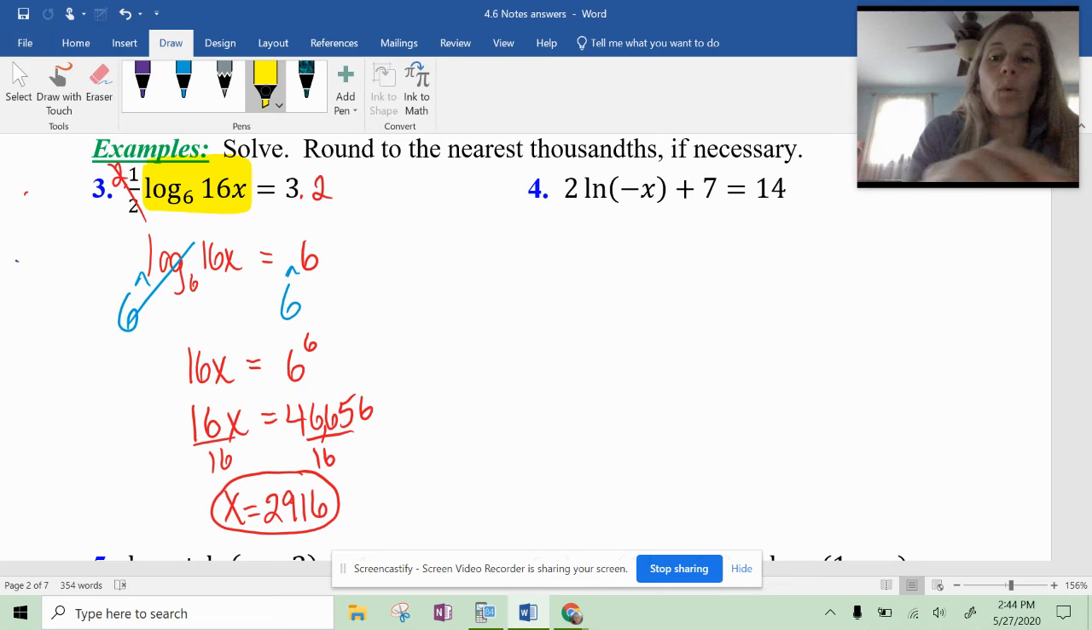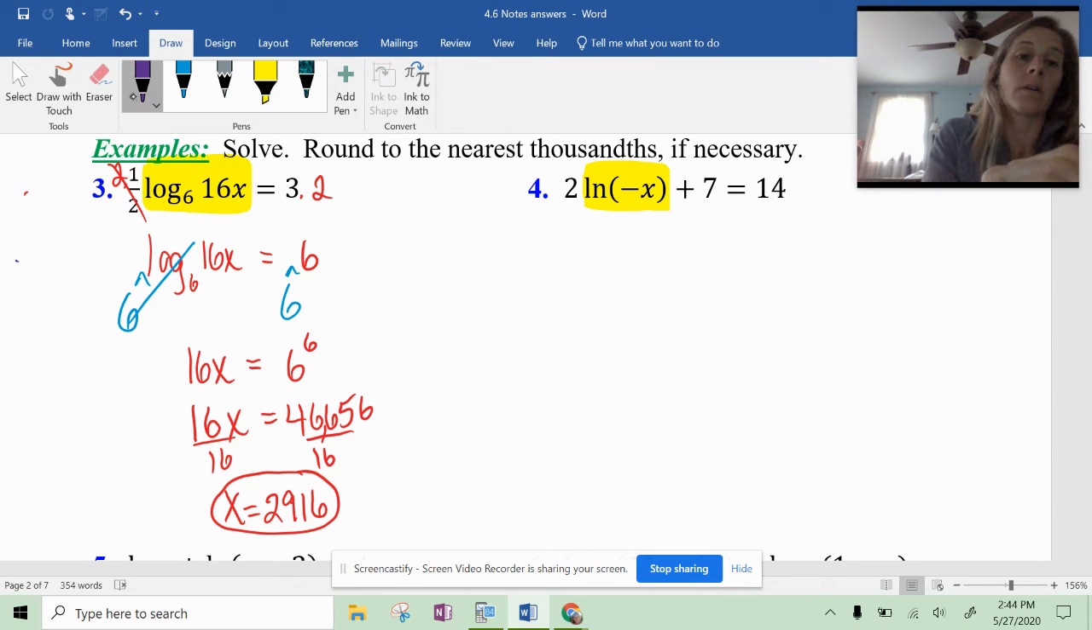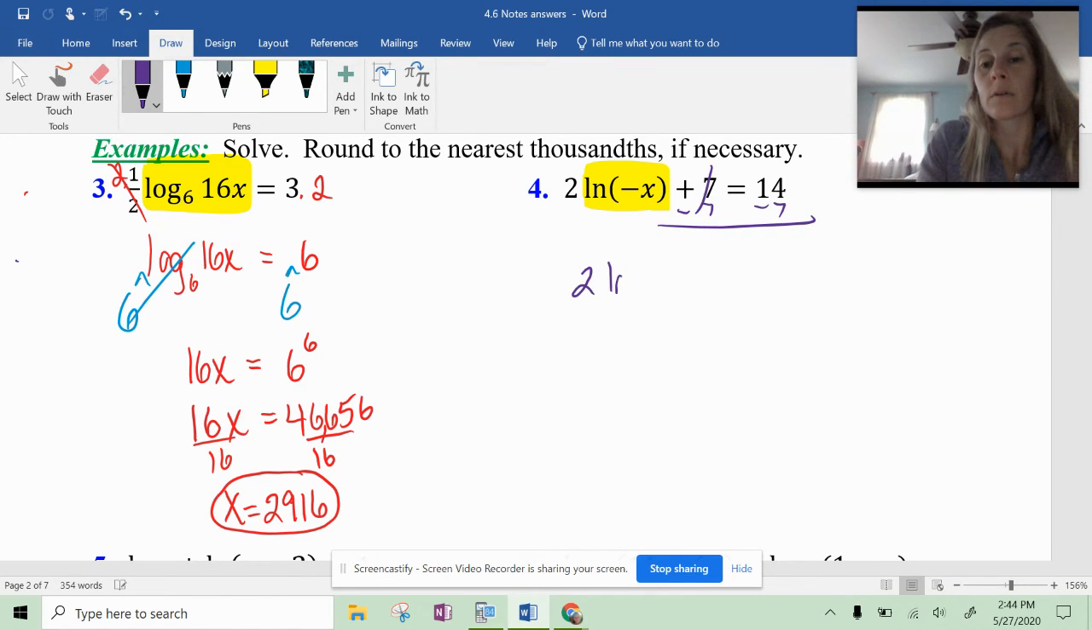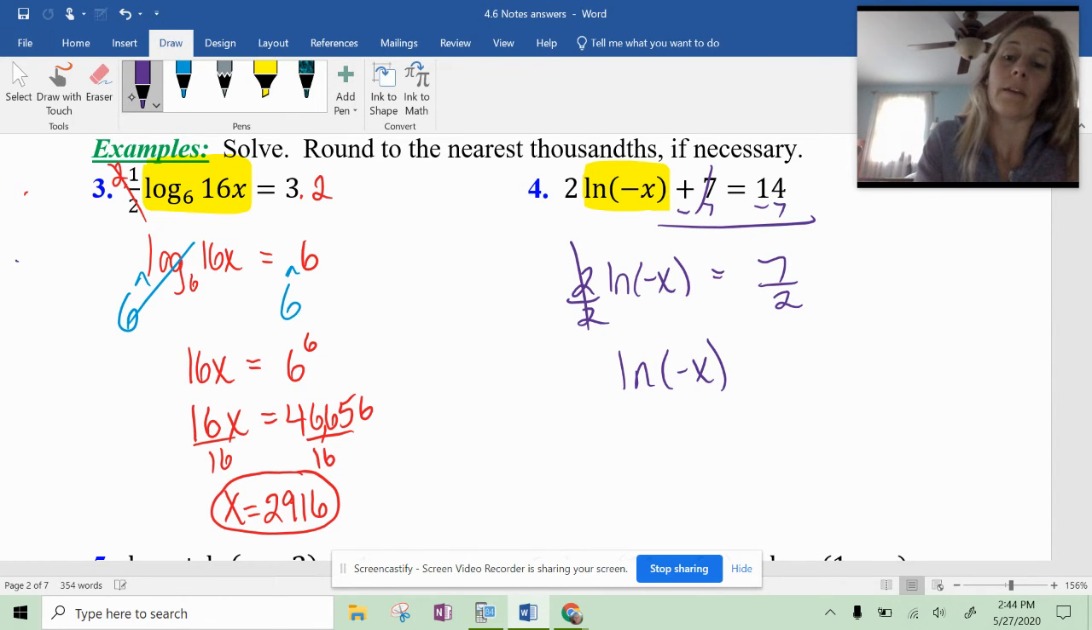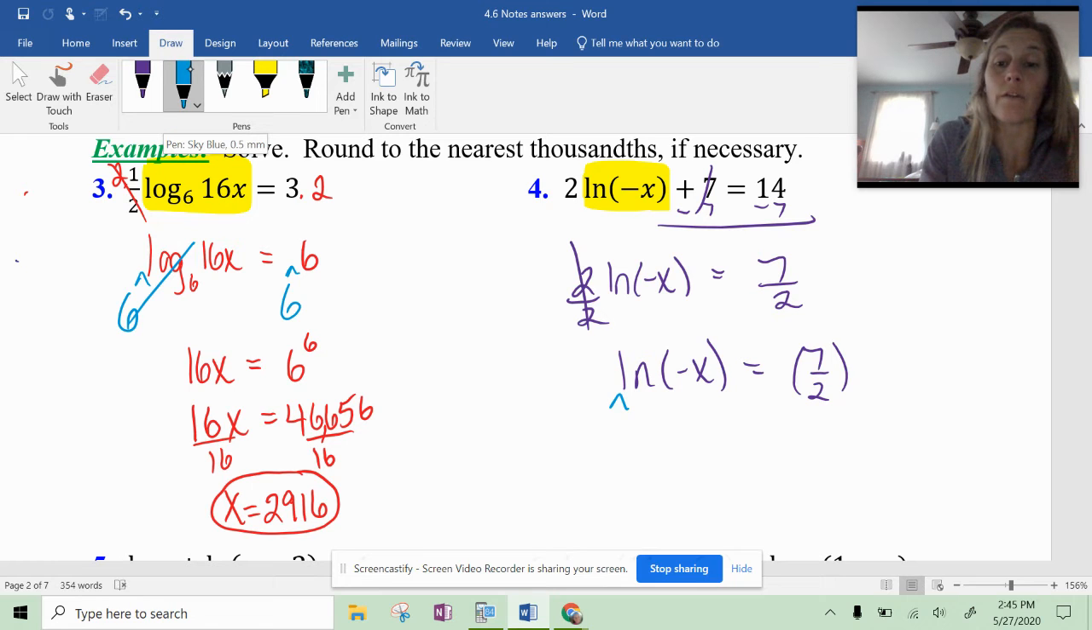All right, so number 4, we want to isolate this term here. So first I'm going to subtract my 7, which leaves me a 7. Then I'm going to divide both sides by 2. So I have ln of negative x equals 7 over 2, or 3.5 if you wrote it as a decimal. Now again, to get my ln to cancel, I need to give it a base of whatever the base is here, which is really an e. So both of these are going to become exponents from an e.